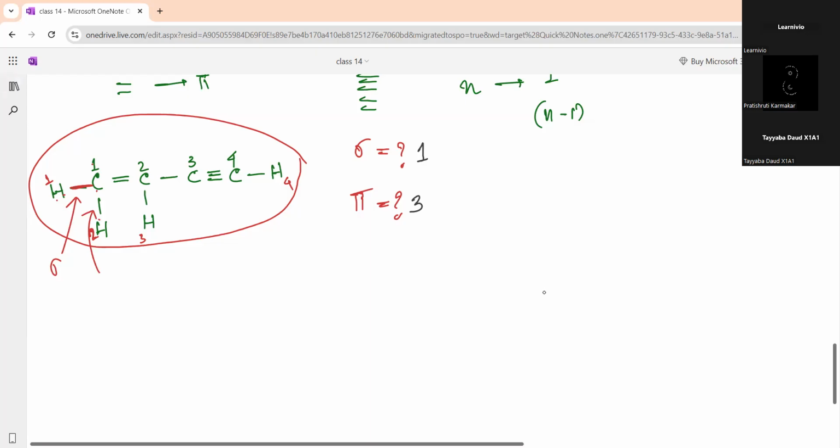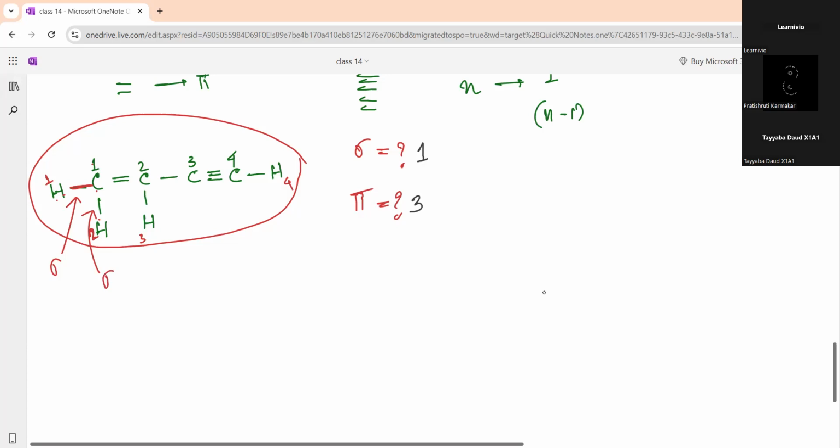It's pi? No, it's sigma bond. I have told you, it's a sigma bond. It's only one bond between one carbon and two hydrogen. If there is only one bond, it's a sigma bond.